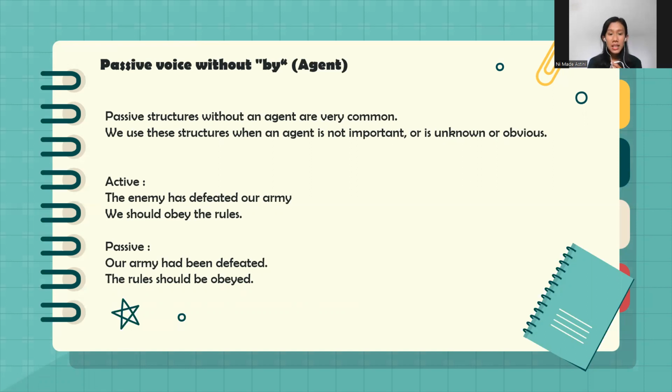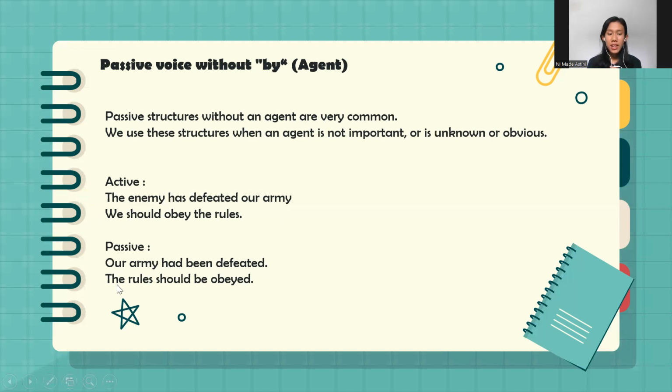Example, the enemy has defeated our army. So we change it into a passive voice also. The object becomes the subject: our army had been defeated by the enemy. But we don't know who the enemy is, which one is the enemy, so we didn't use it here.